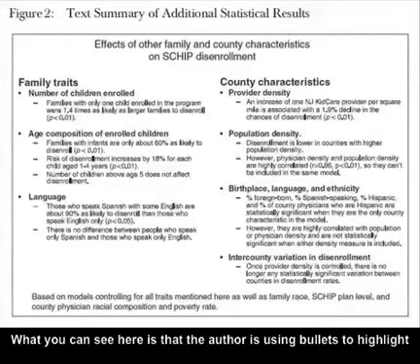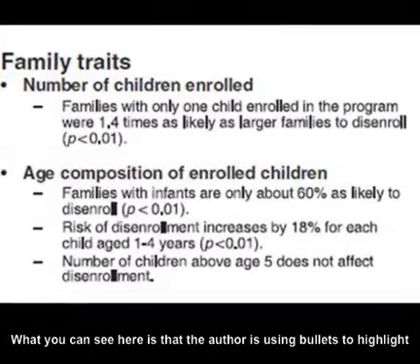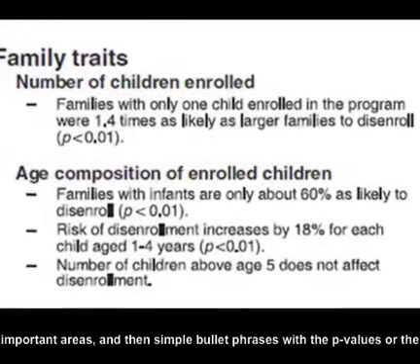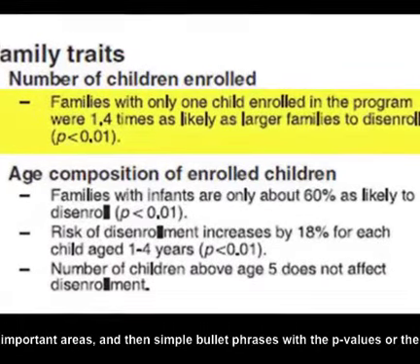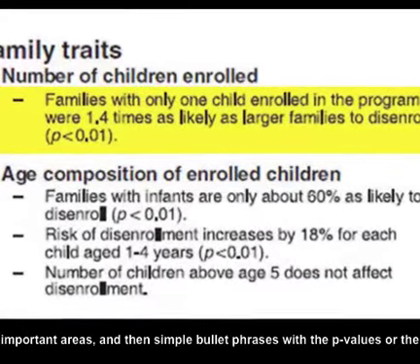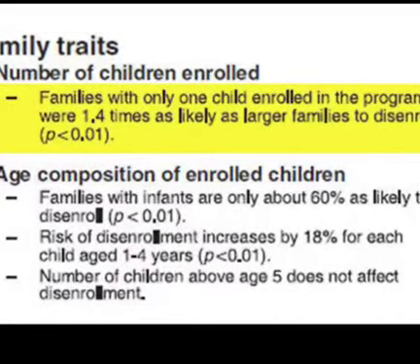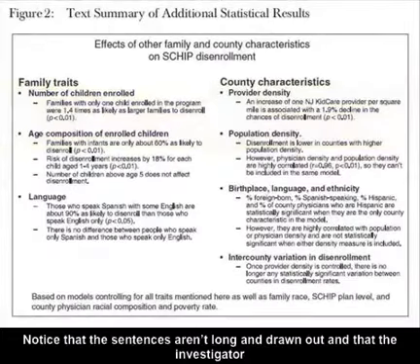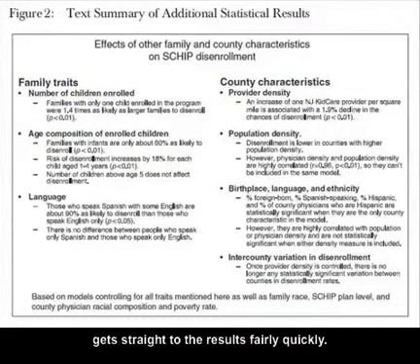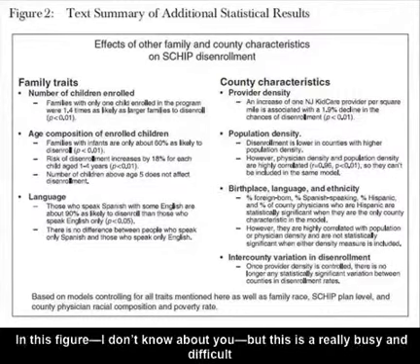What you can see here is that the author is using bullets to highlight important areas and then simple bullet phrases with the p-values or the significant results. Notice that the sentences aren't long and drawn out, and that the investigator gets straight to the results fairly quickly.